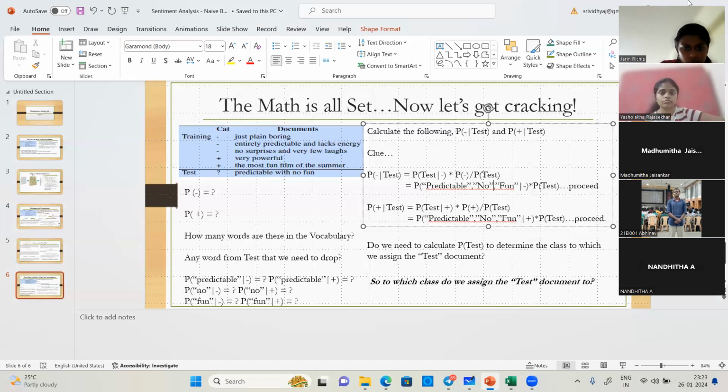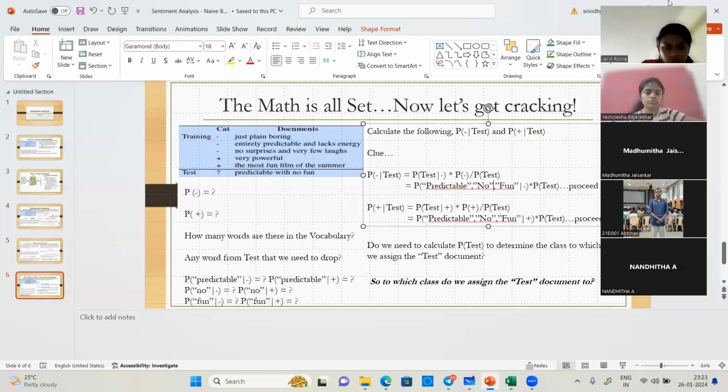So just figure out the distinct number of words in the vocabulary. How many are there? 19? Sorry? Is it 19? 19 or 20? Just check. Let's do this. It's 20.